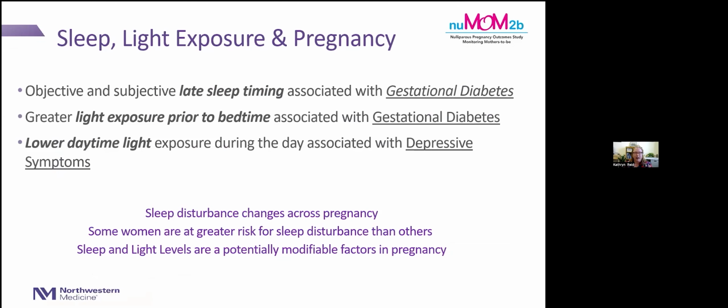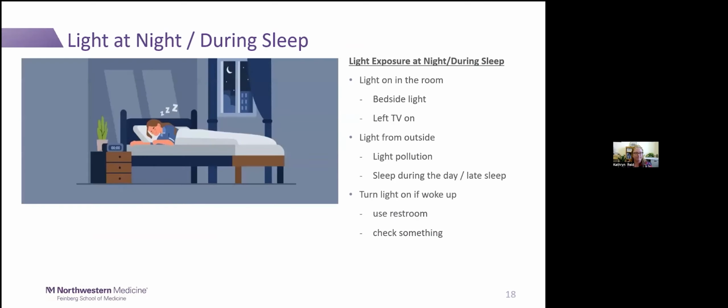So overall, objective and subjective late sleep timing is associated with gestational diabetes. Greater light exposure prior to bedtime is associated with gestational diabetes, and lower daytime light exposure is associated with depressive symptoms. And so sleep disturbance changes across pregnancy, and sleep and light levels are potentially modifiable factors during pregnancy, a time when it's very important for both women and for the unborn children.